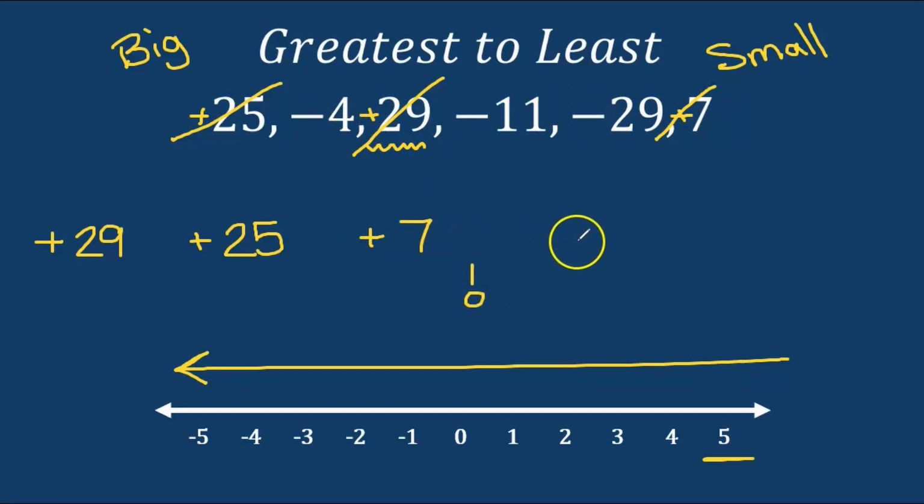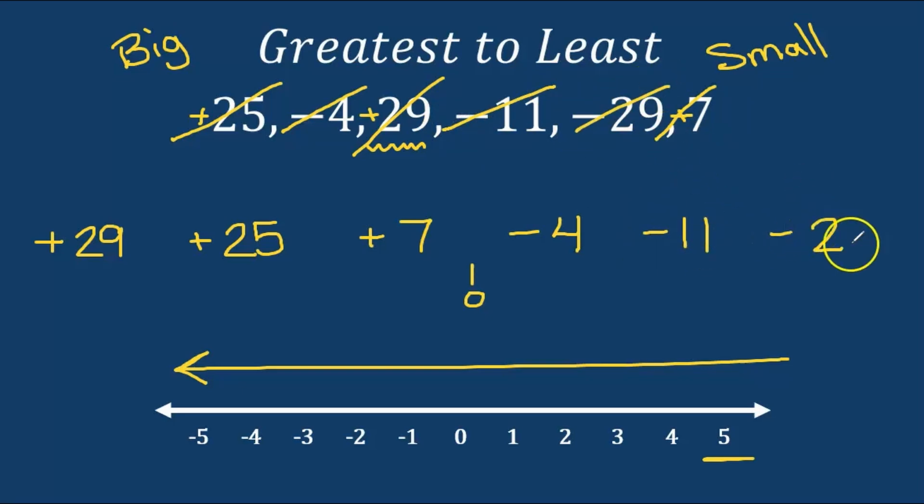We're crossing over 0. Once you cross over 0, you begin counting up in value as you're getting smaller and smaller. So now we're looking for the smallest valued negative. That's going to be the number 4. So negative 4 is next, and we're going to count from there. Negative 11, and finally, negative 29.